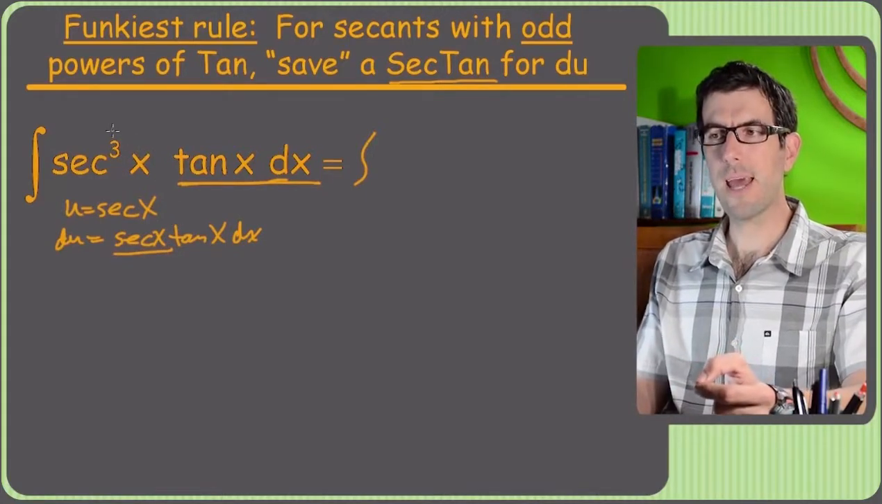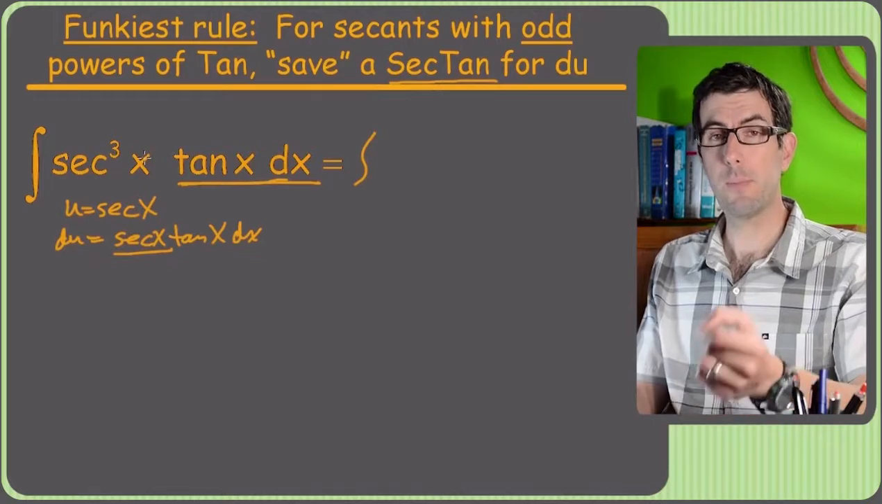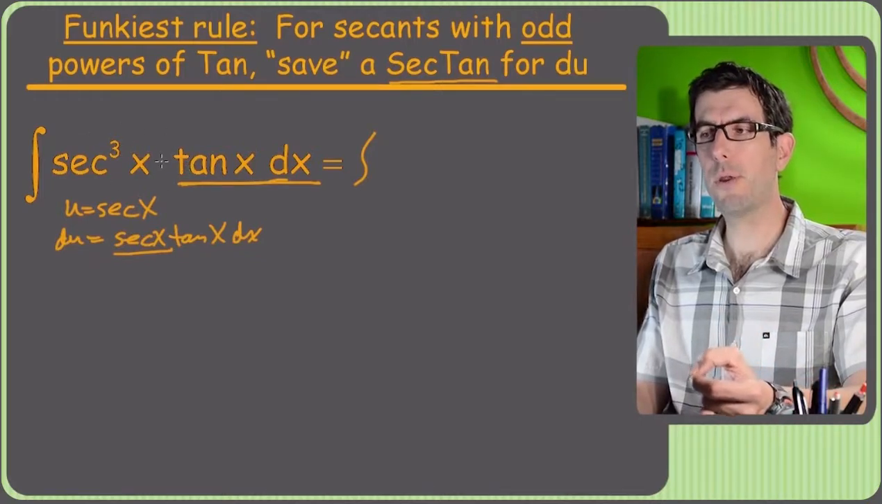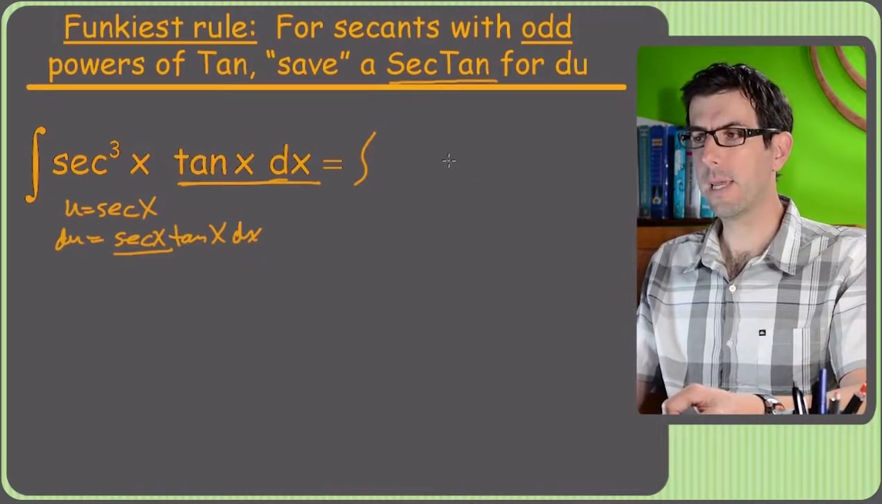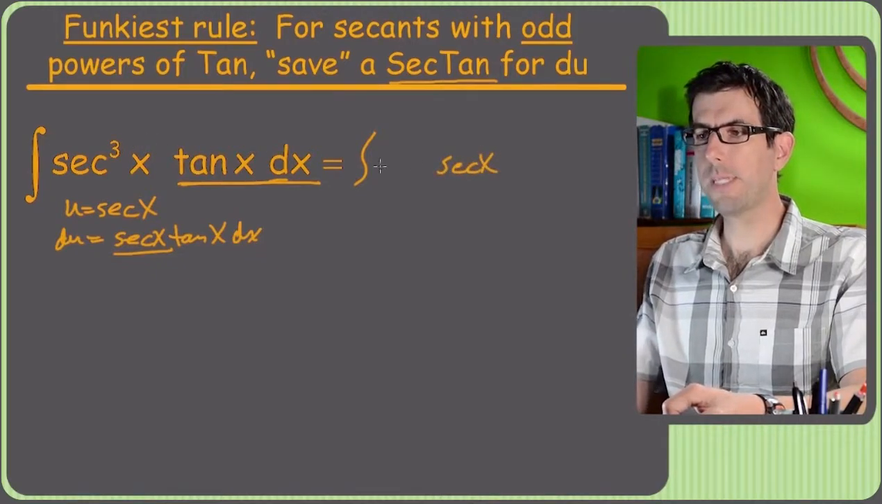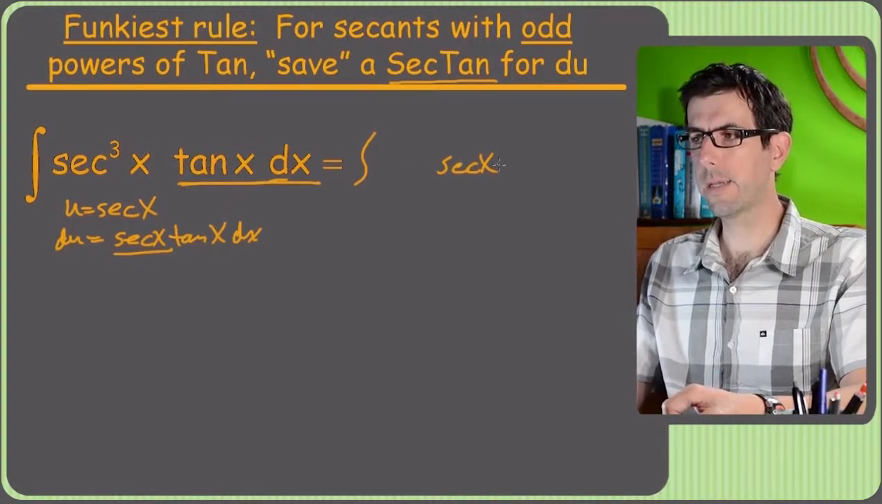But oh, look at this. I've got a bunch of secants I can use. So what I'm going to do is take one secant out of here and put it with the tangent to make that part of my du. So I need a secant x, and I'm going to take one of my secants and put that right here to go along with my tan x dx.